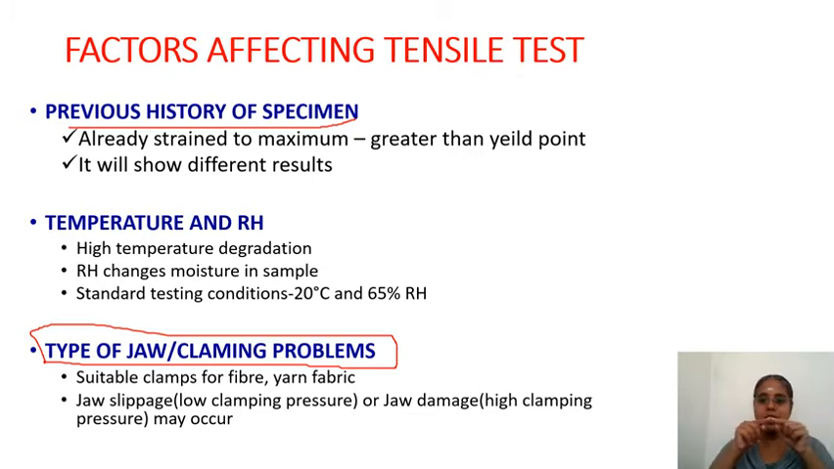So you always have to have different clamps for fiber, yarn, and fabric. Fabric clamps will be much larger, whereas fiber clamps will be very small. The yarn clamps should hold like this. So the clamps are different for fiber, yarn, or fabric.